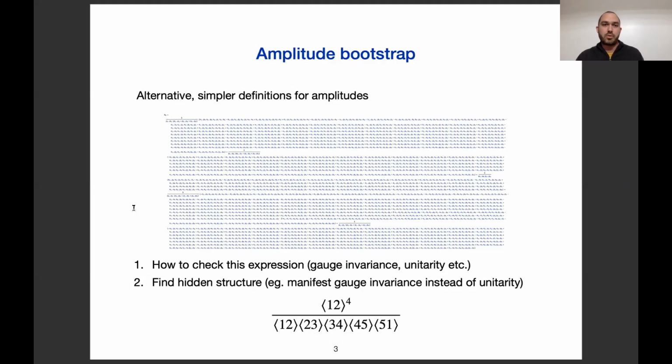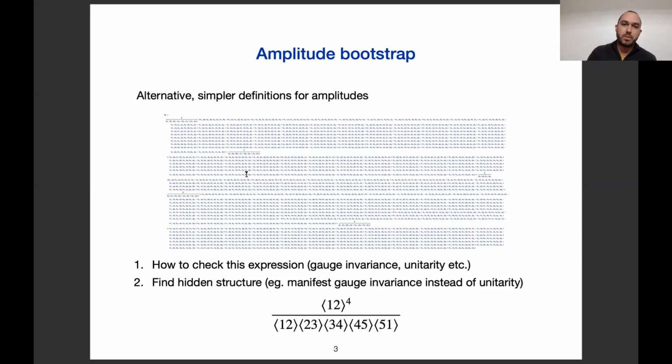So, the amplitude bootstrap. In short, the goal of the amplitude bootstrap is to find alternative but simpler definitions for amplitudes. And you might think, well, why do we need other definitions? We already have Lagrangians and Feynman diagrams. They just give us the answers. But of course, if you find that your answer is given by this, which is the 5-point gluon amplitude, you might hope that there could be better ways of computing these amplitudes.